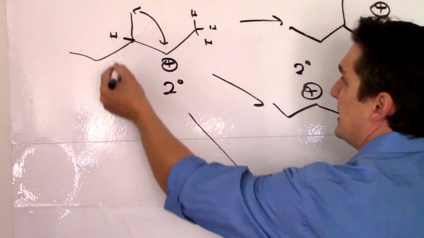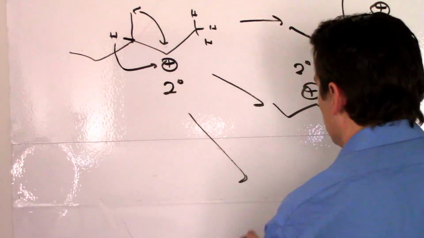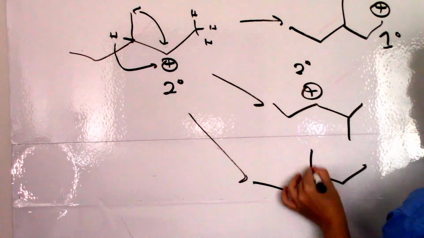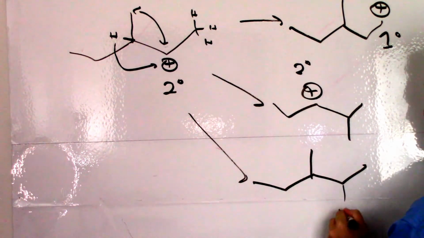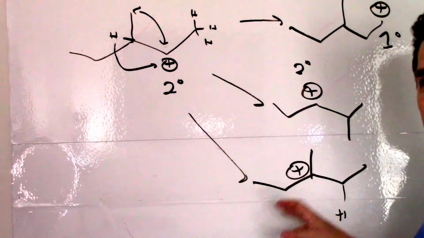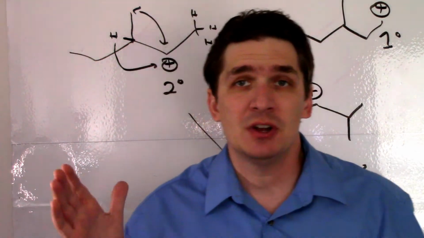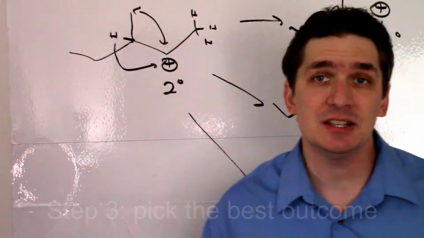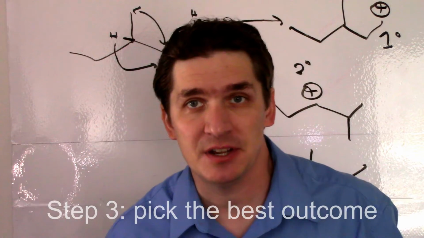But what happens if I take the hydrogen and swap it over? So 1, 2, 3, 4, 5. I'm going to take the hydrogen, put it here, and put a carbocation here. Well, now I've got a tertiary carbocation. So I've gone from a secondary to tertiary. This will happen given sufficient activation energy.